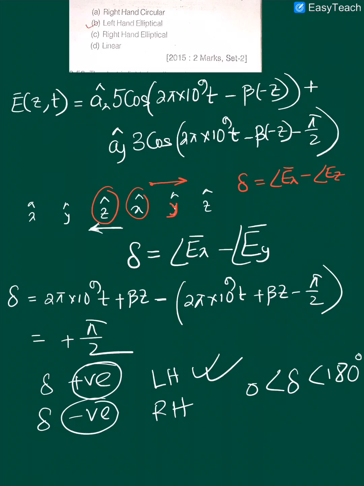Okay, so in this case it is basically left hand polarization, and you can directly say that the mod of Ex is 5, and the mod of Ey, the amplitude, is 3. So these two are not the same, and that is why this is basically elliptical polarization. Okay, so this is how you can easily solve this type of question.